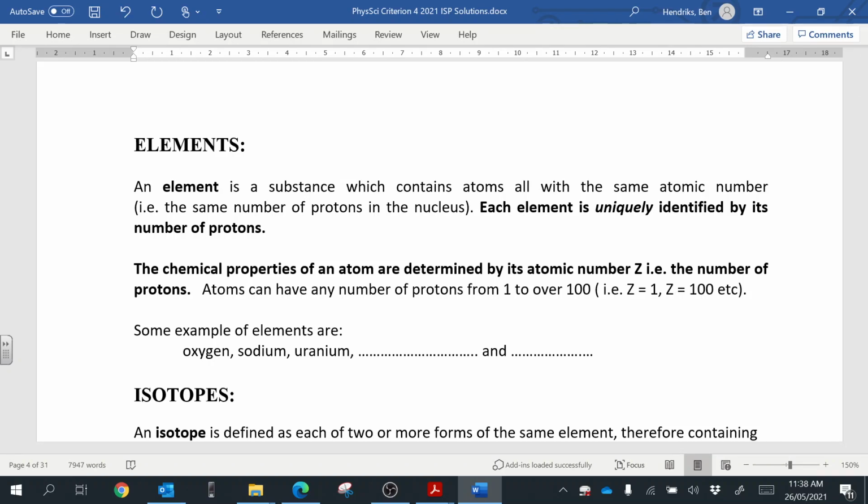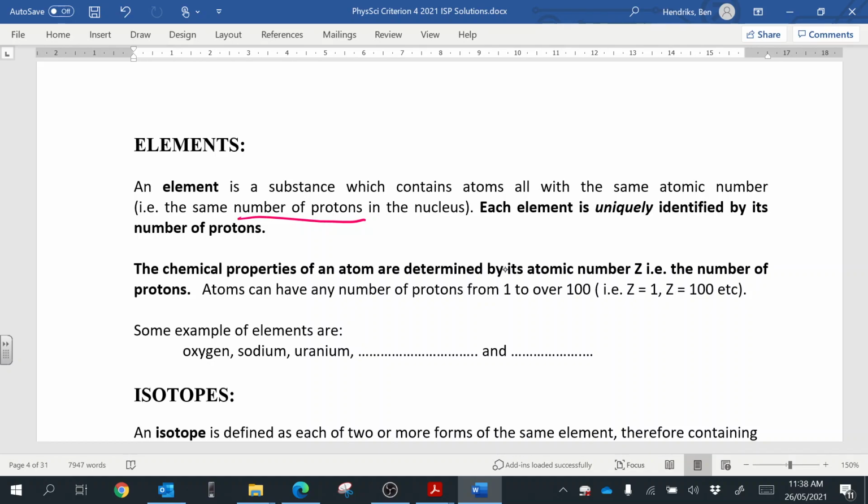So last time we looked at atomic number and mass number of an atom, and now we're looking at elements. An element is a substance which contains atoms all with the same atomic number. So it is the same number of protons in the nucleus. Each element is uniquely identified by its number of protons. The chemical properties of an atom are determined by its atomic number. So that is the number of protons that determines the chemical properties.